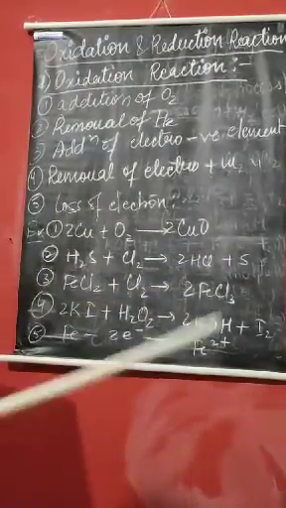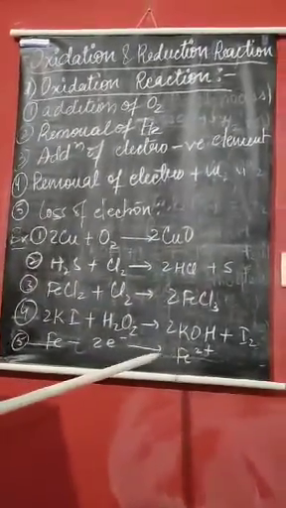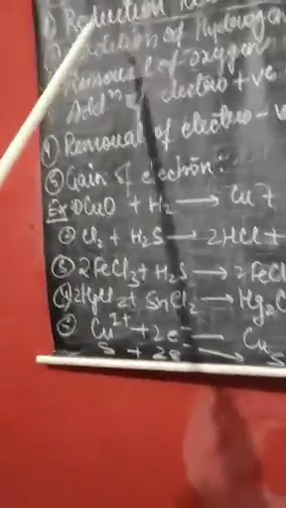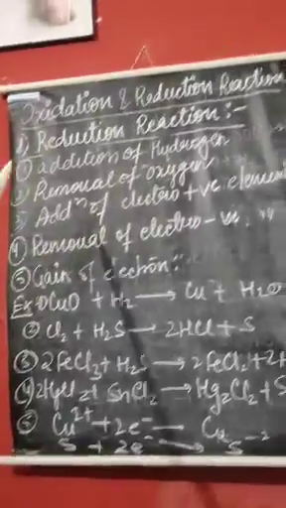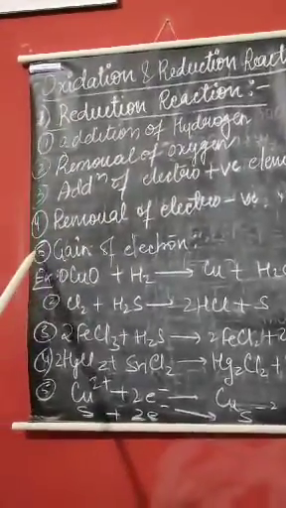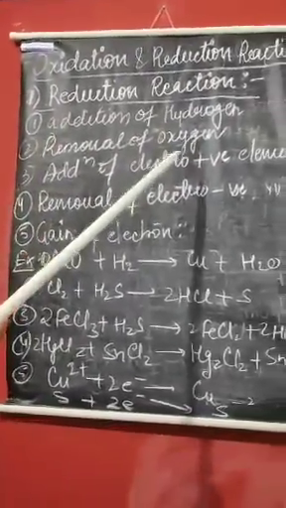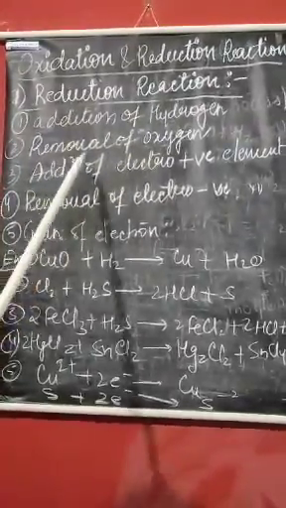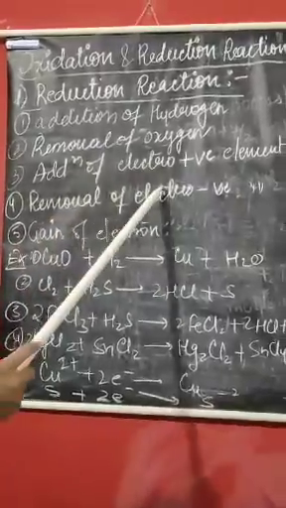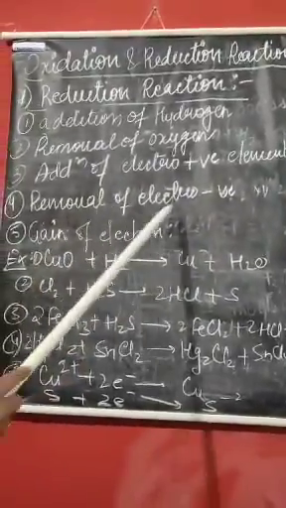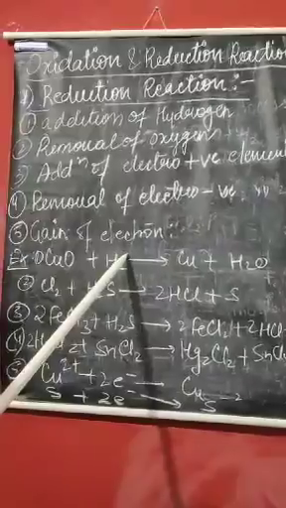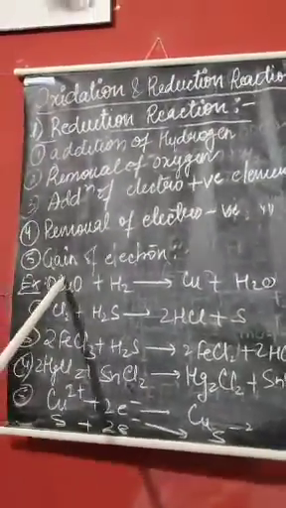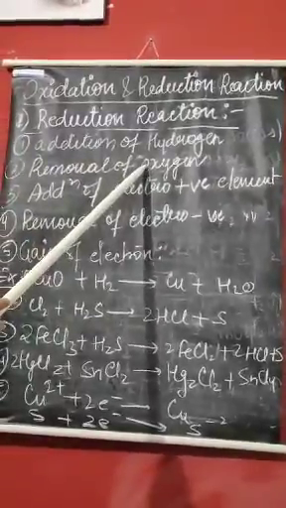And next one will be reduction reaction. After this I am going to discuss. Now second type is reduction reaction. As in oxidation reaction you have seen there were 5 conditions, like the same in reduction reaction there are also 5 conditions. There are addition of hydrogen, removal of oxygen, addition of electropositive elements, removal of electronegative elements and gain of electron. Out of these 5 conditions, if any condition is fulfilled, that will be reduction reaction.